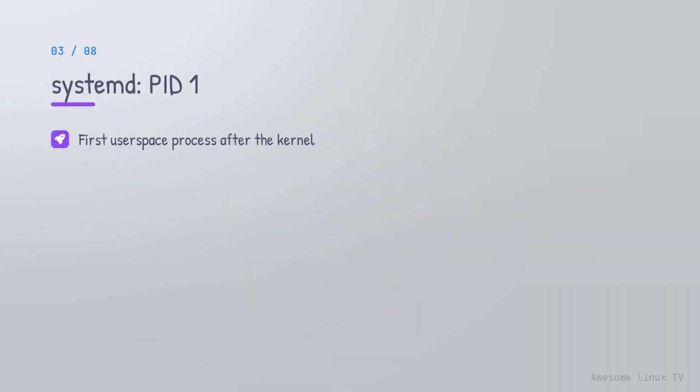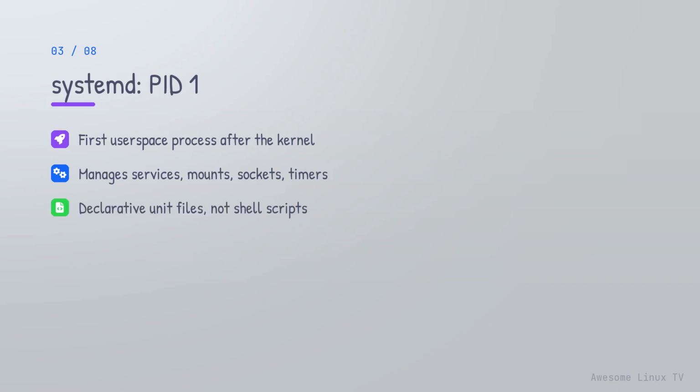Systemd replaced all of that. It's the first process the kernel starts, PID 1, and every other process on the system is its descendant. Instead of shell scripts, it uses plain text unit files that describe what to run and what it depends on. That simple declarative structure is what lets systemd figure out what can run simultaneously.